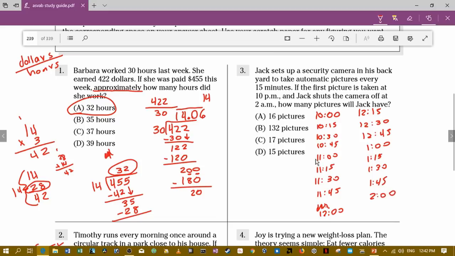So these timestamps are when pictures were taken on his security system. Just count them up. 1, 2, 3, 4, 5, 6, 7, 8, 9, 10, 11, 12, 13, 14, 15, 16, 17. So between 10 p.m. and 2 a.m., 17 pictures were taken.